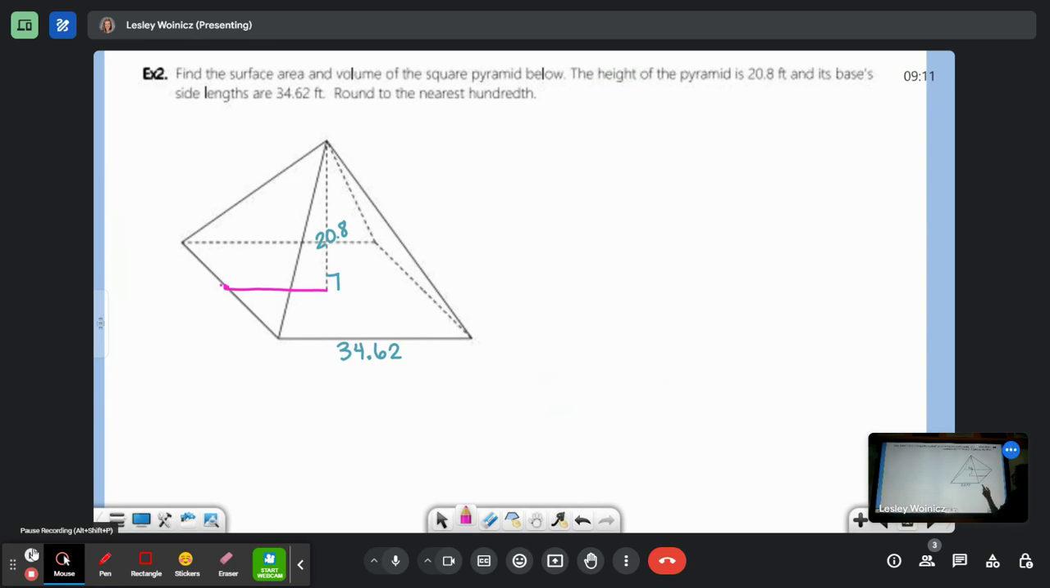Okay, so what is that length going to be? Half of 34.62, which is 17.31. Thank you. Okay, and then our slant height is going to be this beautiful hypotenuse. So I don't know if that's a Pythagorean triplet, probably not, because it's not integers. So we're going to have to do it the long way. So we're doing 17.31 squared plus 20.8 squared equals our slant height squared.